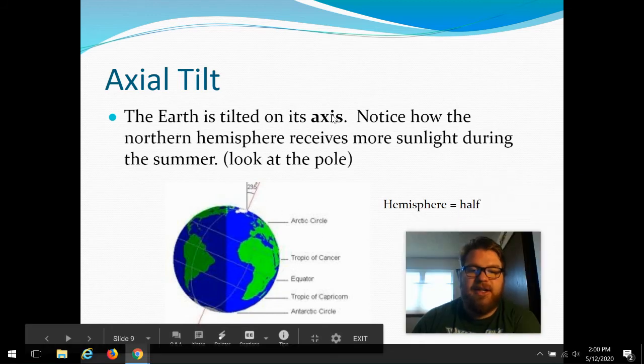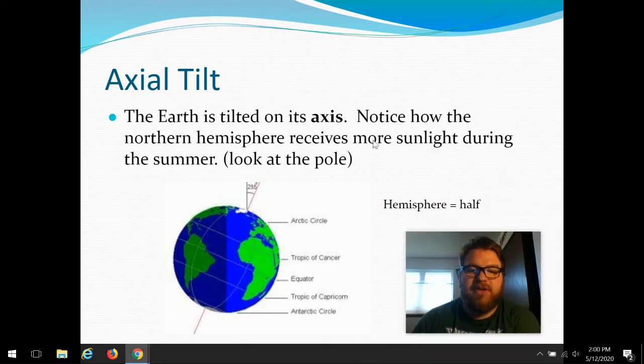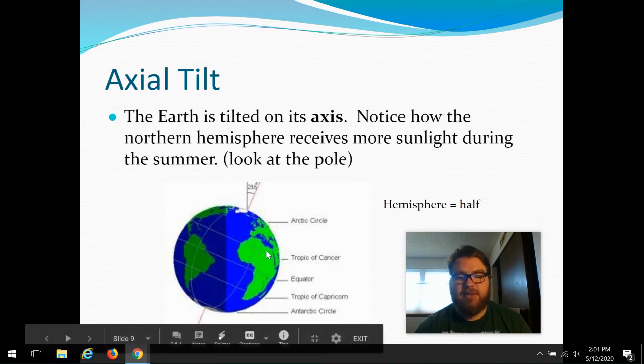The Earth is tilted on its axis. Notice how the northern hemisphere receives more sunlight during the summer. Look at the North Pole. And a hemisphere is half a sphere. If you were to cut the Earth, or an orange or a tomato or something, in half, that's a hemisphere. So we have a northern hemisphere that's from the equator up, a southern hemisphere, eastern, and a western hemisphere.